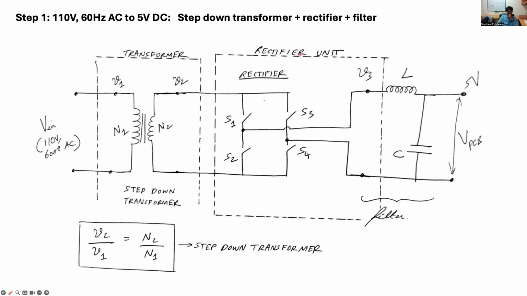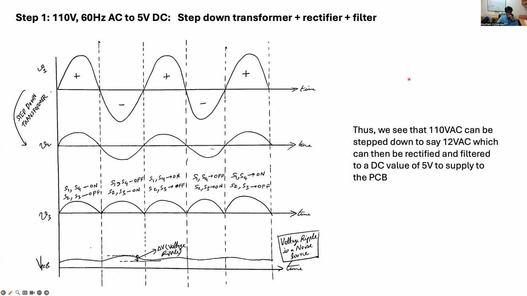So now you have the AC voltage, which is a bunch of positive and negative polarities, converted into a bunch of not sinusoidal, but a bunch of basically increasing and decreasing voltages, only varying in the positive polarity, right? So if you look at the voltage waveforms, I can plot the voltage waveforms at V1, V2, V3, and finally at the VPCB, which is the load side. And you can see how that looks like.